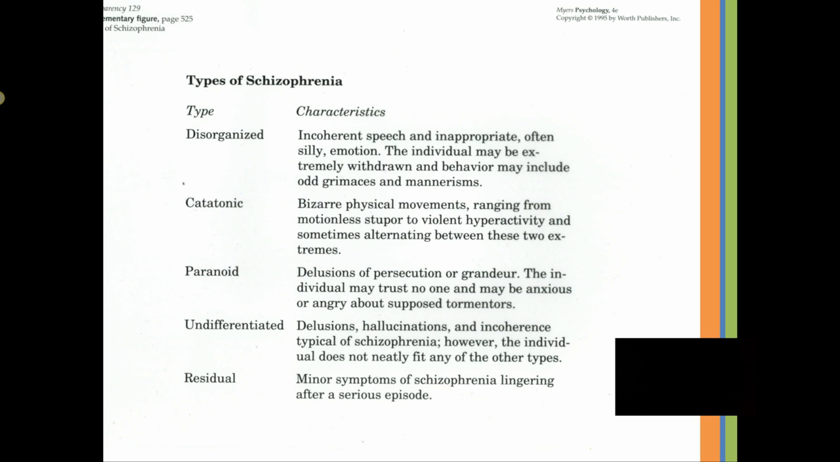Paranoid schizophrenic, I should say, is the most common type of schizophrenia: delusions of grandeur, delusions of persecution. Undifferentiated, as you can see here, is sort of a mishmash of all kinds of different symptoms. And the last one is residual, showing minor symptoms of schizophrenia after a serious episode.